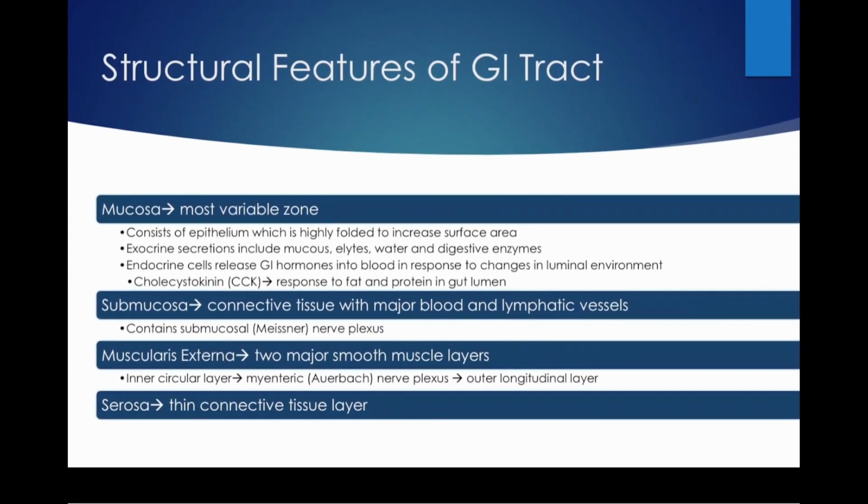So this goes into more detail. Mucosal layer, epithelium, highly folded to increase surface area. That's why we have all the villi. So by having these villi, these microvilli, it provides a great surface area for absorption. The exocrine secretions: mucus, electrolytes, water, digestive enzymes. Your endocrine cells release GI hormones into the blood. So anything that says endocrine means it has to go into the bloodstream.